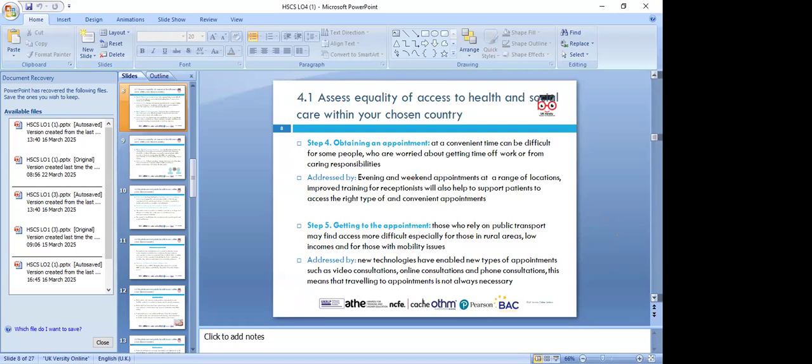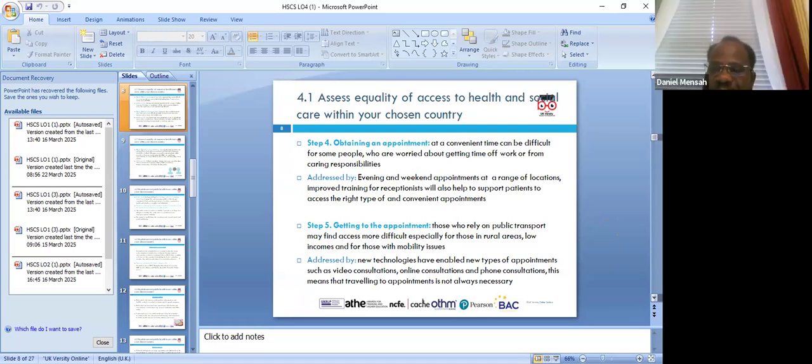Most times you need to have a convenient time, which could be difficult for some people who are worried about getting time off work. In the UK, getting an appointment with the GP is quite difficult these days, because with some GPs, as early as 9 a.m. if you call them, there won't be any appointments. Sometimes, with my GP, if I don't call around 8 a.m., I can't get any appointment with a doctor.